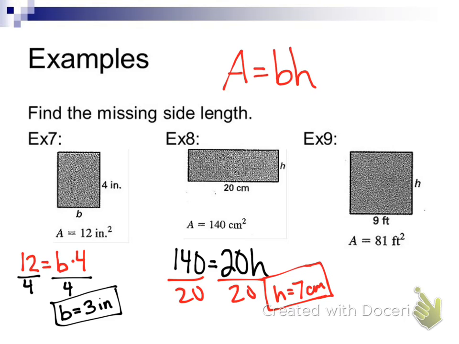Great. And last one on this slide. How would I start? What's the area? So 81 equals what? 9 times H? And then you solve for H. Yeah, H is 9. Good. And we're talking about feet.